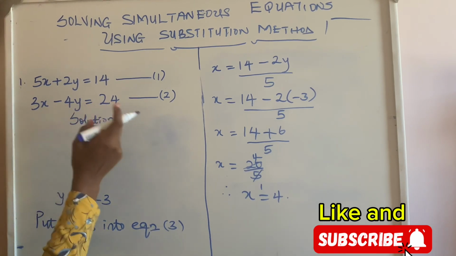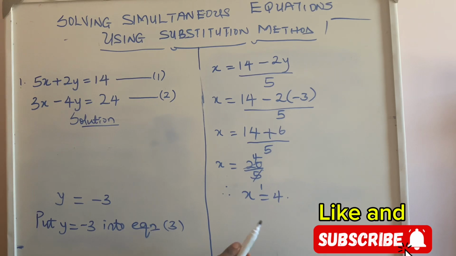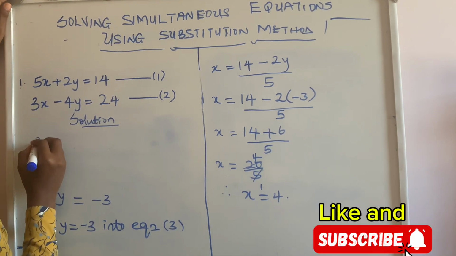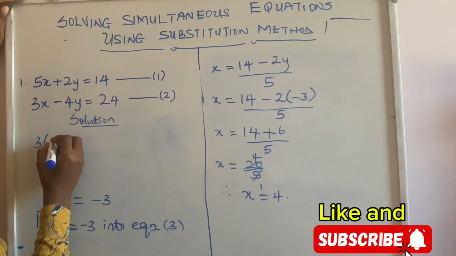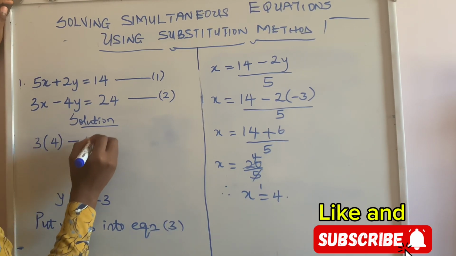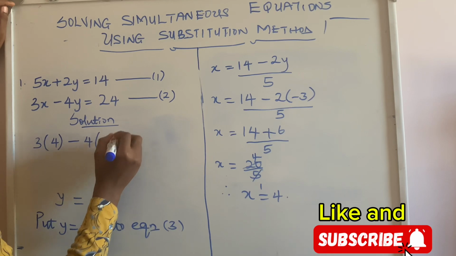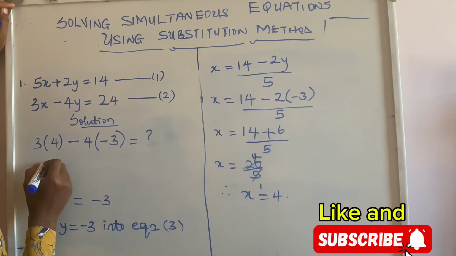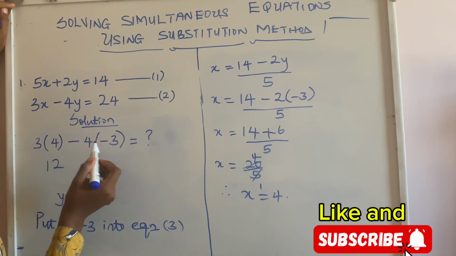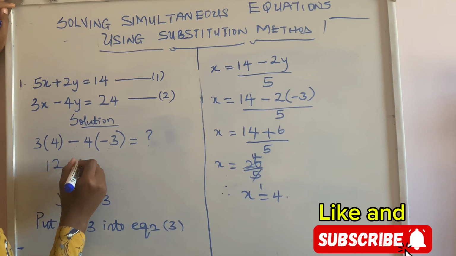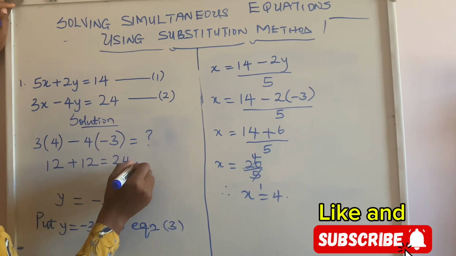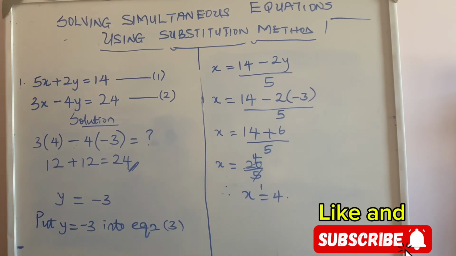3x minus 4y is equal to 24. Now you are going to substitute the values of x and y into equation 2 and see if it is going to give us 24. So we have 3x, and x here is 4, minus 4y, and y is minus 3. 3 times 4 is 12, minus 4 times minus 3 is plus 12, and 12 plus 12 is what? 24, obviously. So therefore, it means that our answer given here is correct.